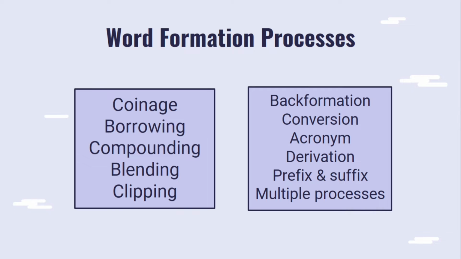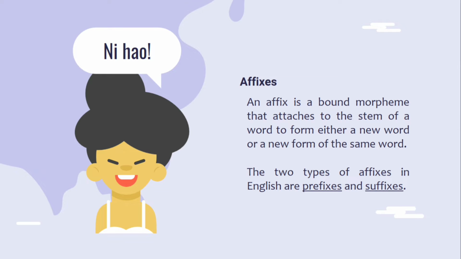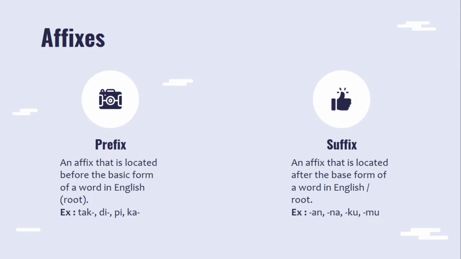suffix, and multiple processes. Now we talk about affixes. An affix is a bound morpheme that attaches to the stem of a word to form either a new word or a new form of the same word. The two types of affixes in English are prefixes and suffixes. So, prefix is an affix that is located before the basic form of a word in English.